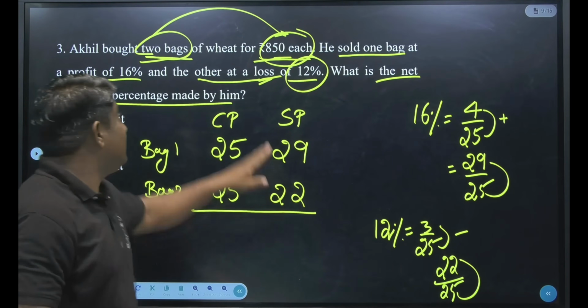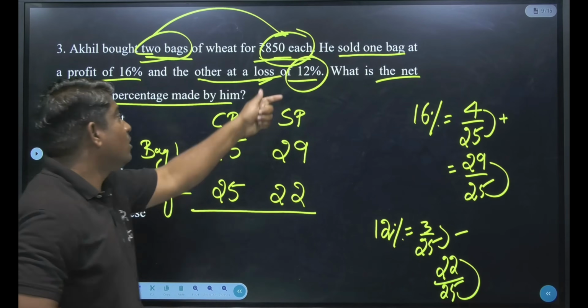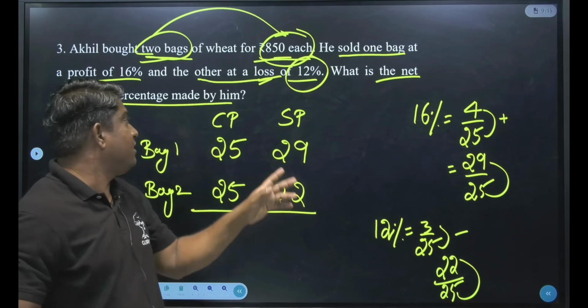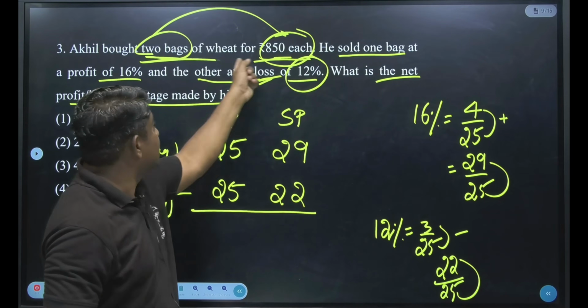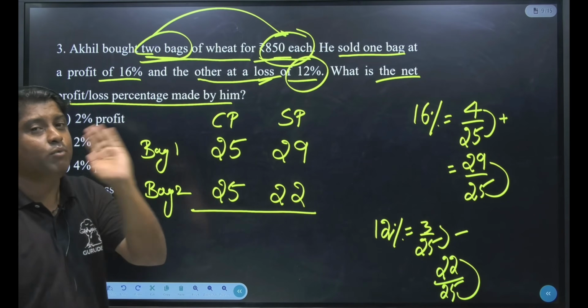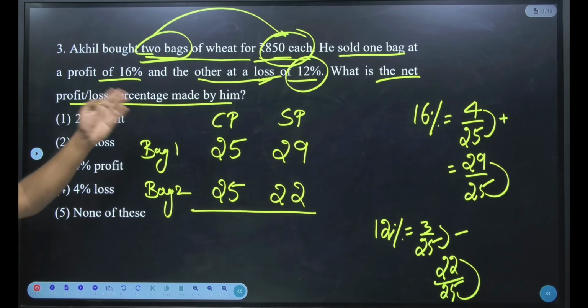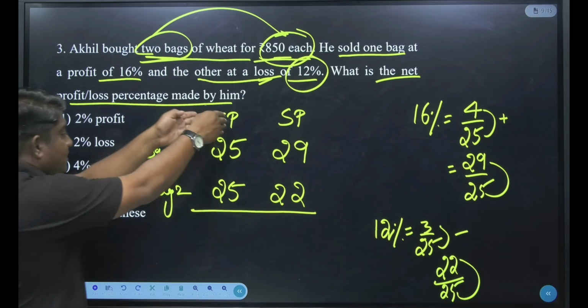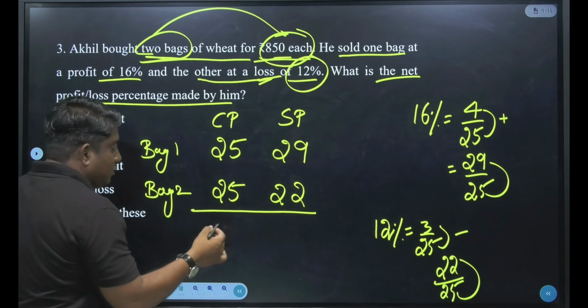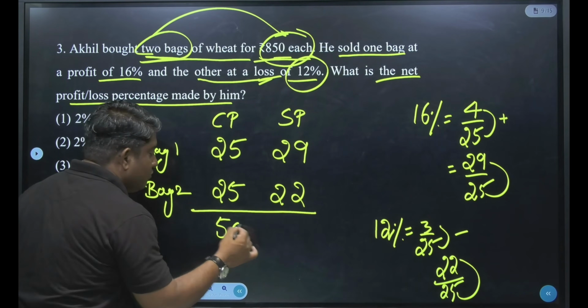We don't need the data there. Whatever figures he has given, we don't need that. We need only the condition. What is the condition? Both the bags' price is the same. That means the cost price is the same. Very good. He bought it for 50 rupees. Both the bags are bought for 50 rupees.